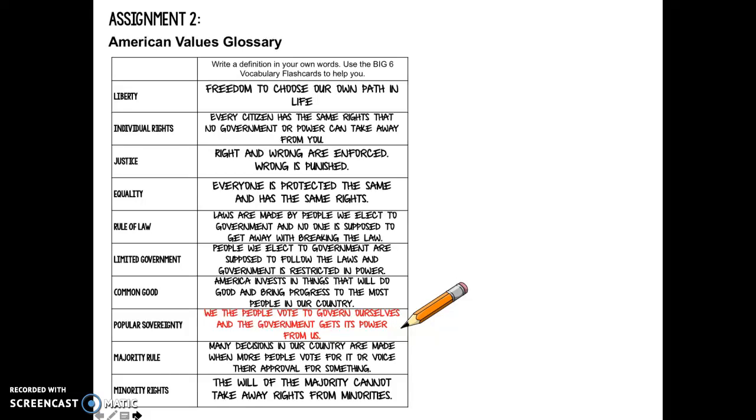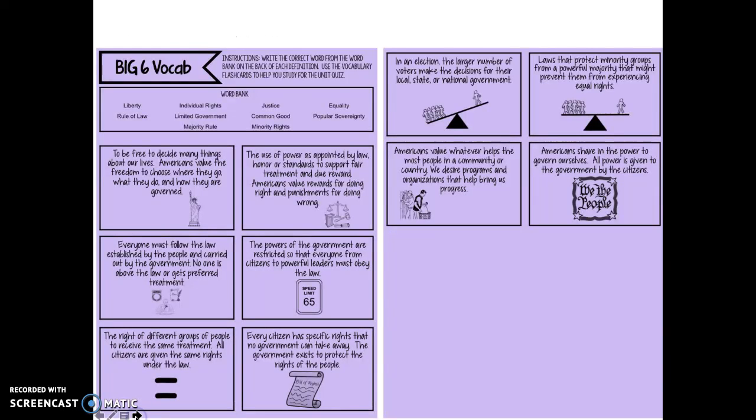Okay, so now your American Values Glossary should be complete. You should have all the terms completed for your flashcards.